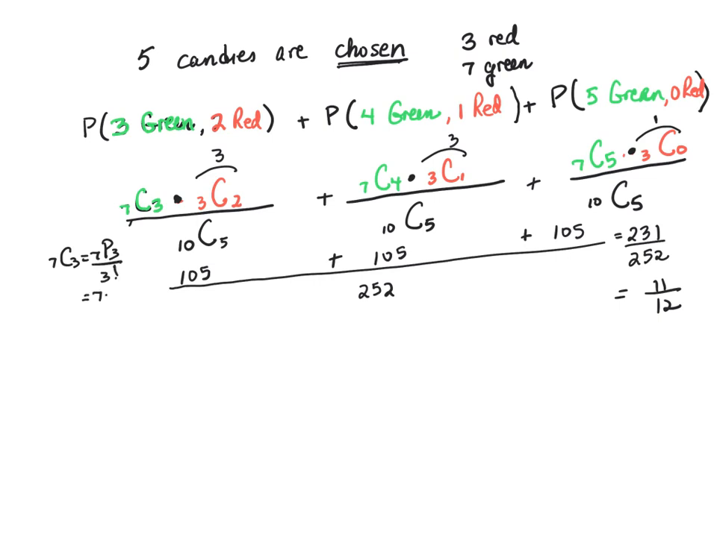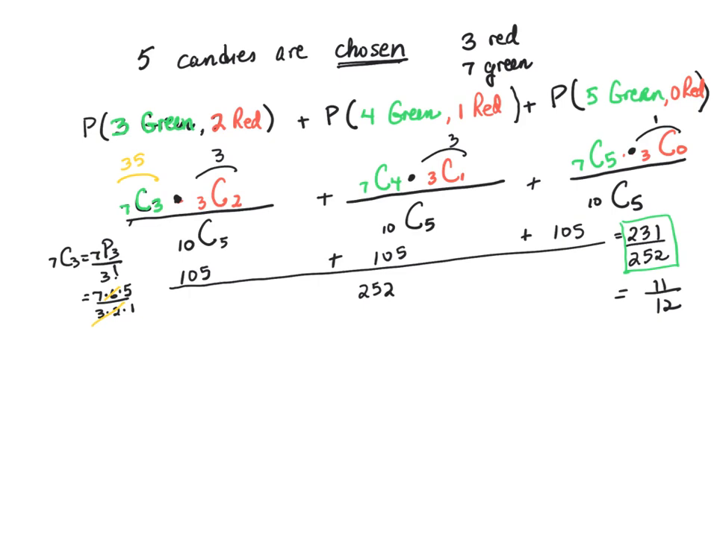So that's 7 times 6 times 5 over 3 times 2 times 1. So again, we see that going through the factors, the 3 times 2 is 6, and this should give us 35. So going through the math, and I'll leave that up to you, the numerators all come out to be 105, and 10C5 is 252. So our answer in unsimplified form would be 231 over 252, which simplifies to 11 over 12.